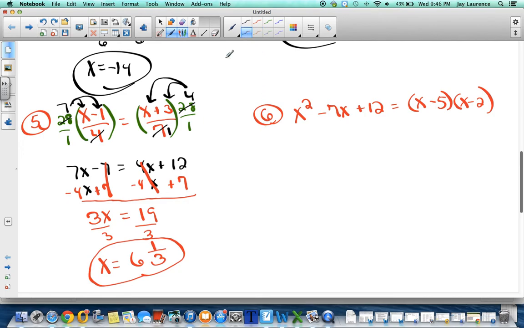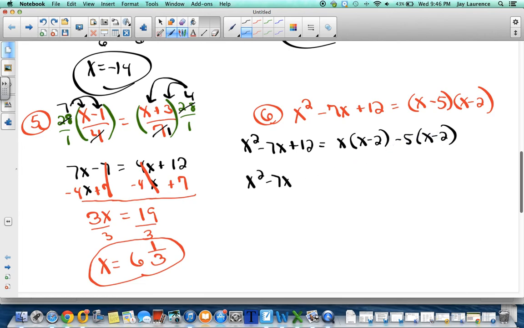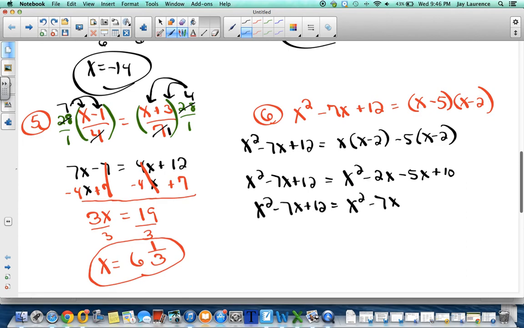All right. Number 6. Well, you got to double distribute over here, right? Why don't we go ahead and do that? I'm just going to write x squared minus 7x plus 12. And that's going to equal x times the quantity of x minus 2 minus 5 times the quantity of x minus 2. And then I'll just write down this again. And that'll equal x squared minus 2x minus 5x plus 10. And so I have x squared minus 7x plus 12 equal to x squared minus 7x plus 10.